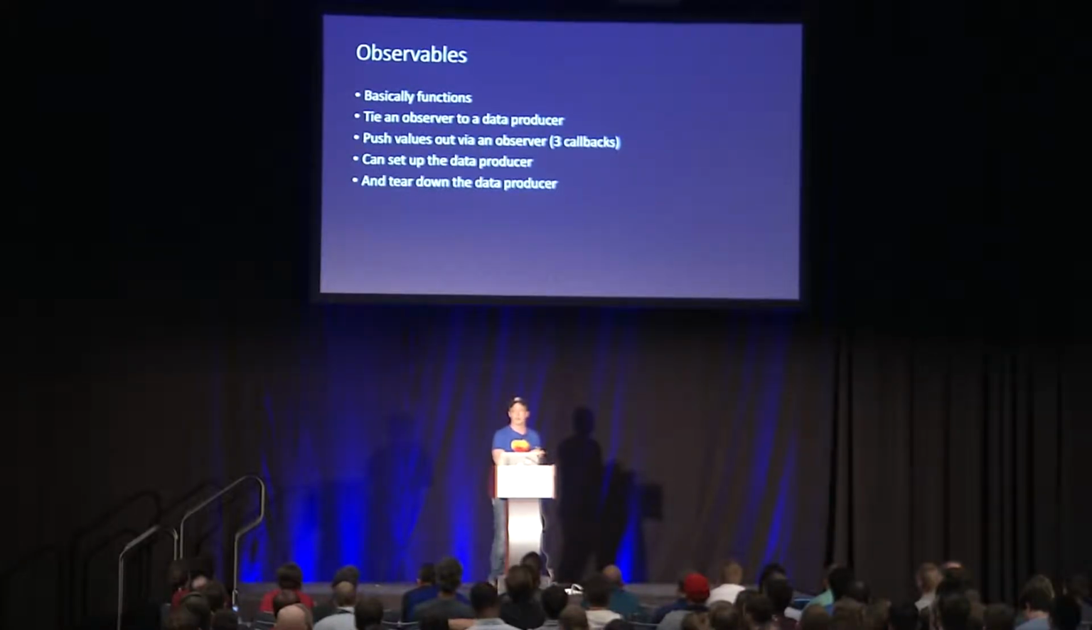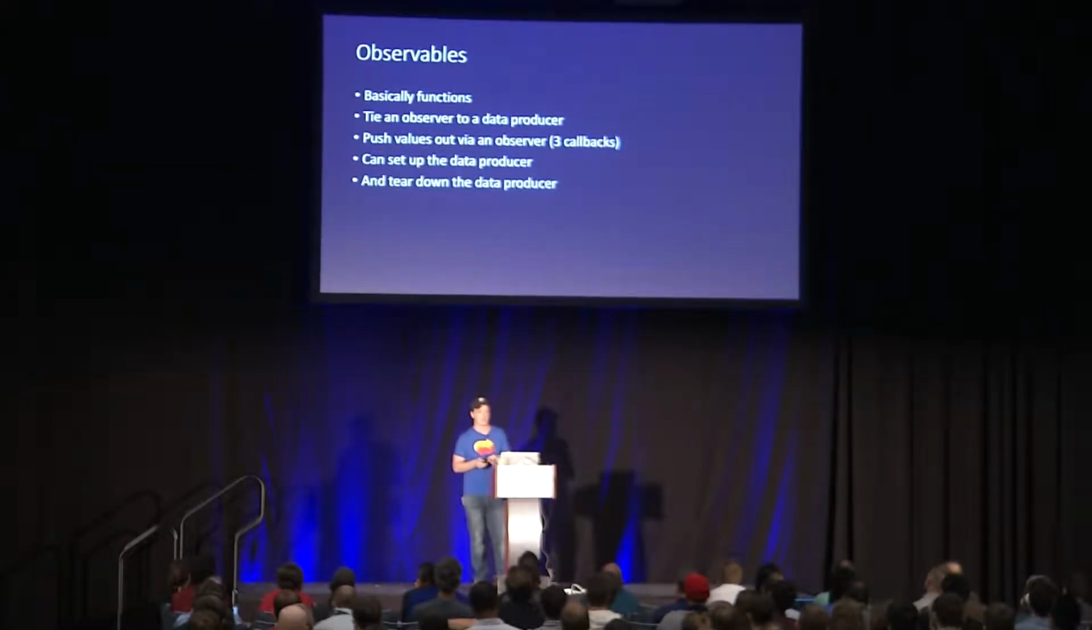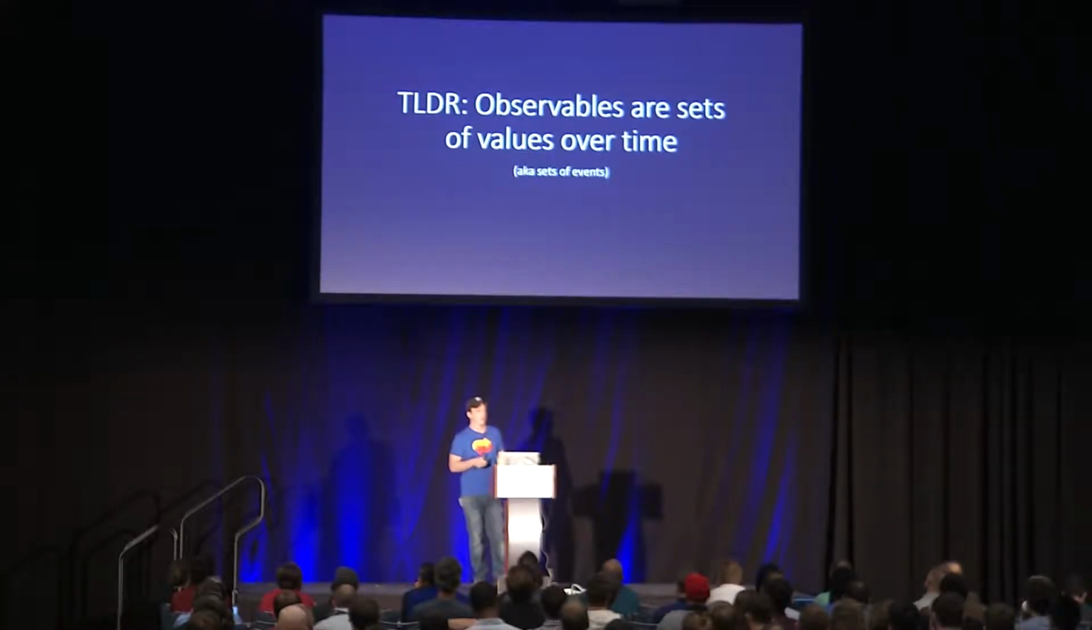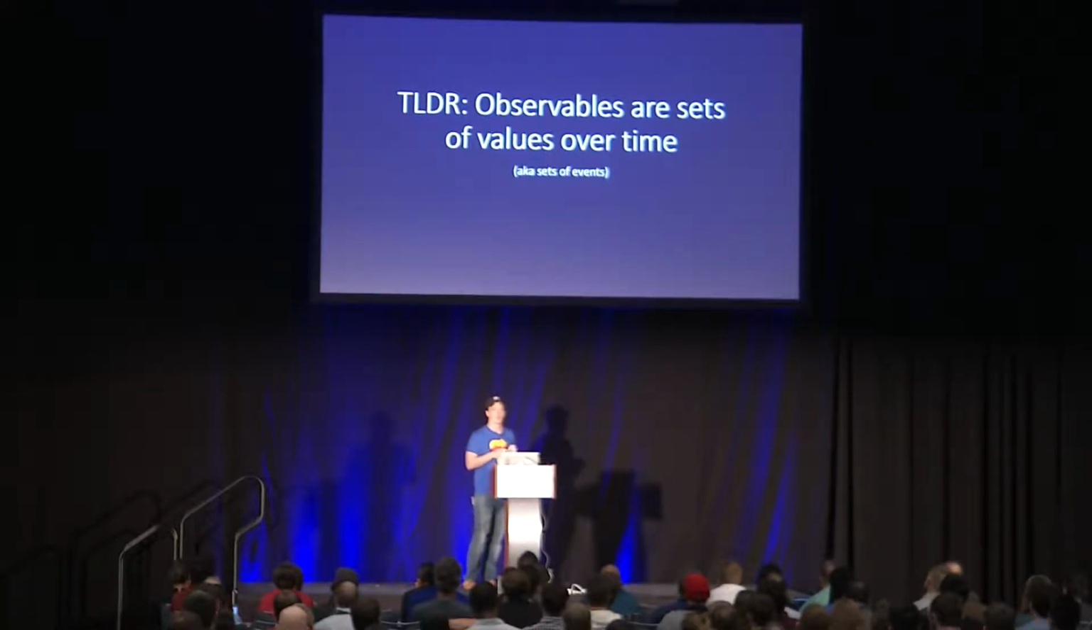Could be a loop over an array. Could be, like I said, a WebSocket or any sort of event of any sort. And it can also tear down that data producer via this subscription contract. But in more small summary terms, observables are just sets of values over time. So they're sets of events.